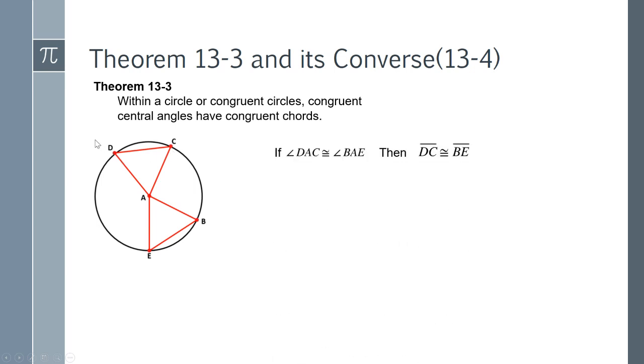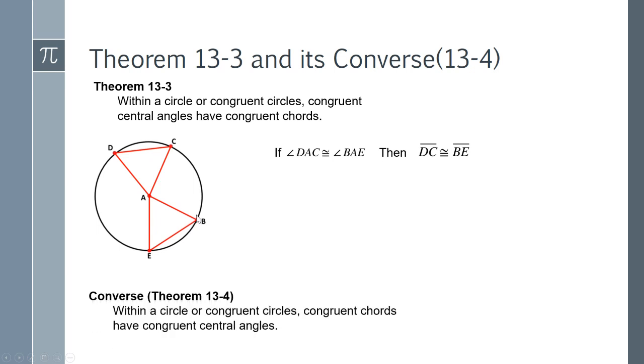So if angle DAC right here is congruent to BAE, then those chords that go through and have endpoints on those points on the angle are also congruent. So DC would be congruent to BE. So those chords are congruent. And then the converse is also true. So if we have congruent chords, then the angles corresponding to them are also congruent. So if those chords, BE and DC, are congruent, then the angles that go with them are congruent.